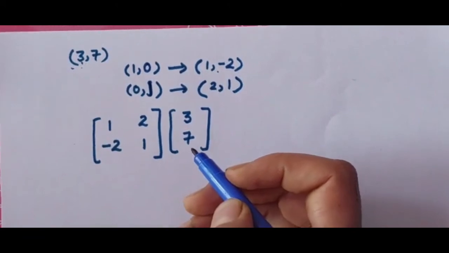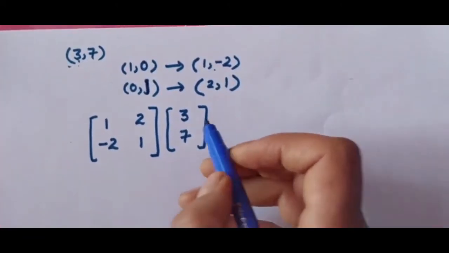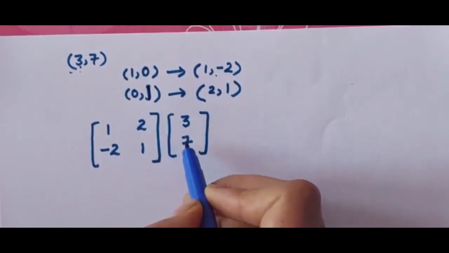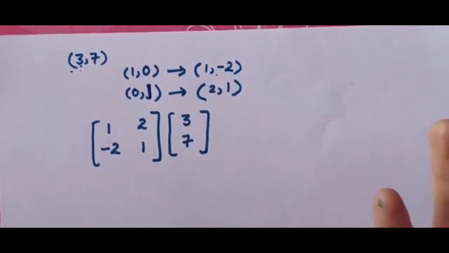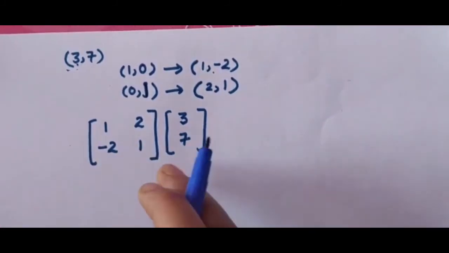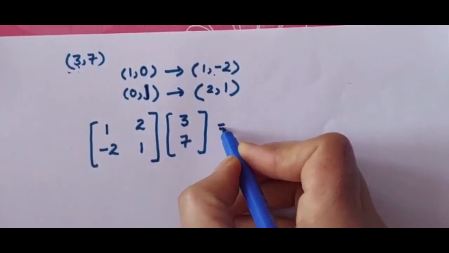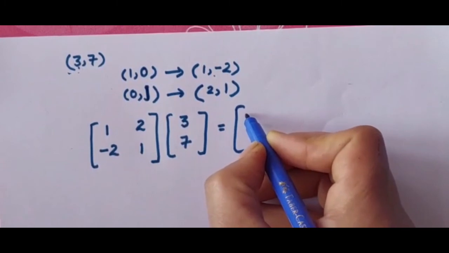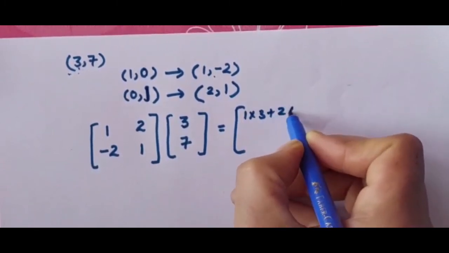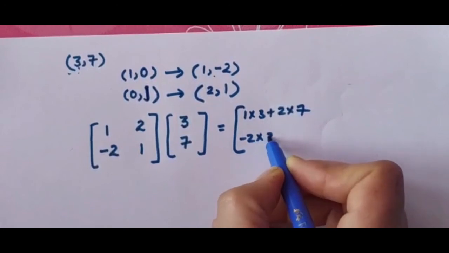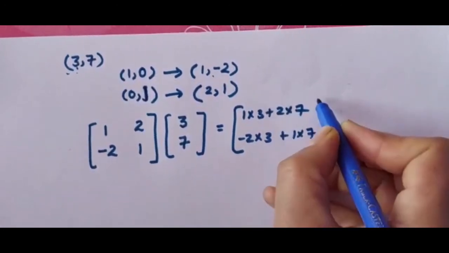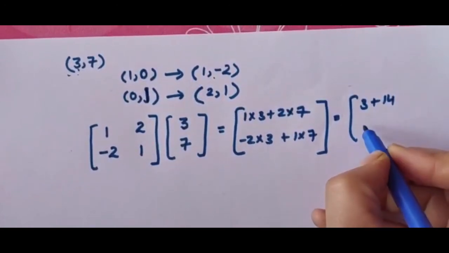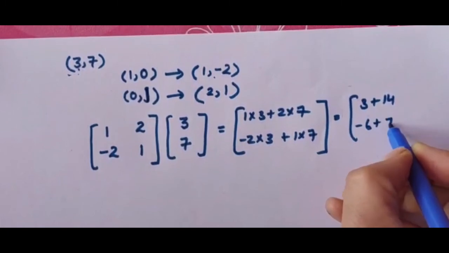Okay, and the whole idea of proposing these videos was this only. So if we write them in this manner, and if we multiply them like 1 into 3 and 2 into 7, then we can actually understand what is going on. So conventionally that's why the multiplication is kept. To find out the new position, we'll do the conventional matrix multiplication, which is 1 into 3 plus 2 into 7, and here we have minus 2 into 3 plus 1 into 7, which is basically equal to 3 plus 14, and here we have minus 6 plus 7.